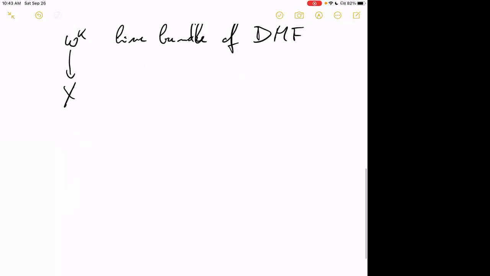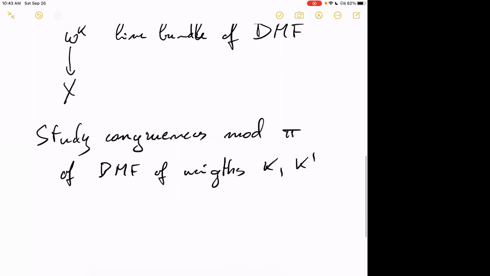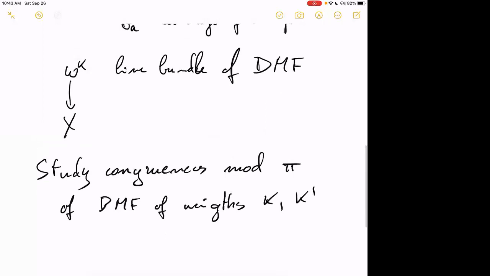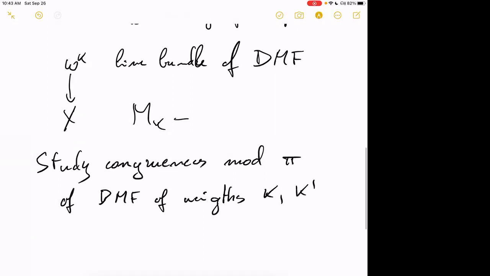And so what do we want to do? Well, we want to study, as I said, congruences modulo pi of Drinfeld modular forms of different weights, for example weight k and k prime. So the first thing we should try to do is to find the space. Well, the Drinfeld modular forms M_k are nothing else than the global sections over X of my sheaf omega^k.